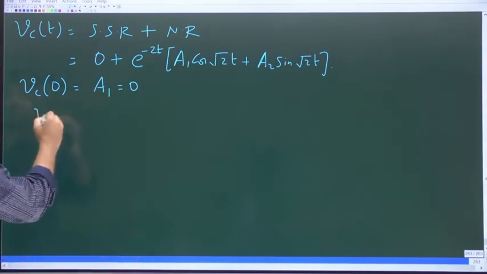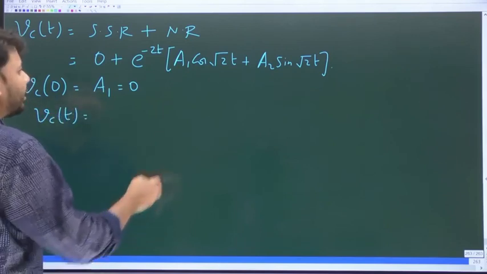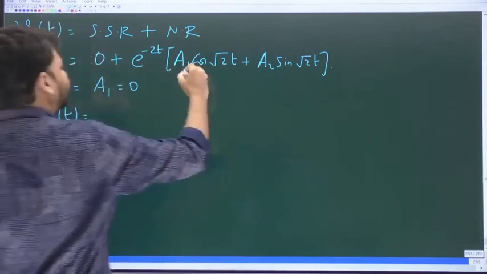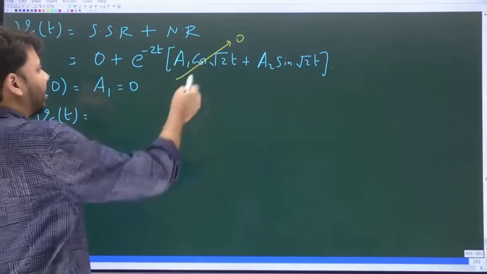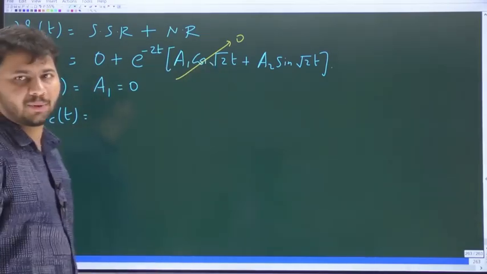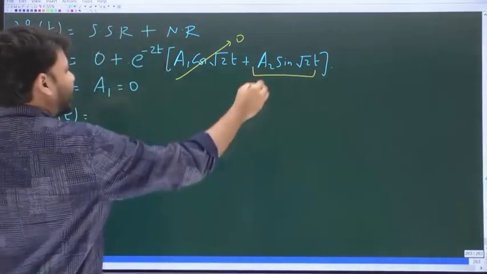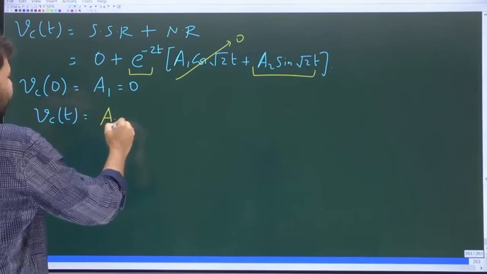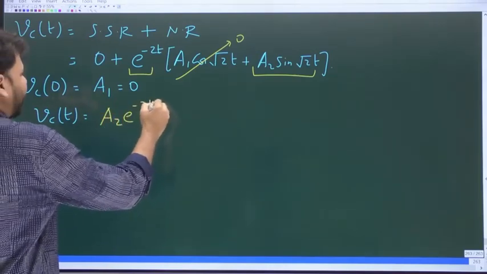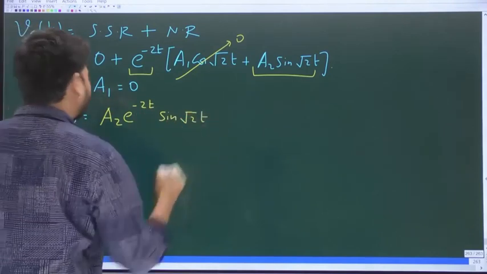Once you know that a1 is 0, what is the expression for Vc of t? This entire term will become 0, because a1 is 0, and 0 into cosine function will also be 0. Now only this part will remain, and this will get multiplied with e power minus 2t. So it will be a2 e power minus 2t times sine root 2t.